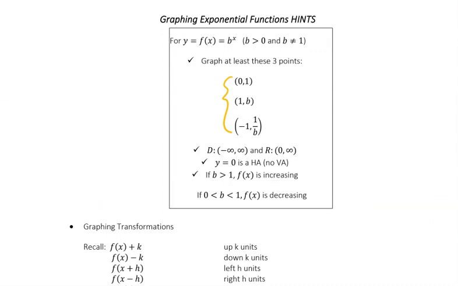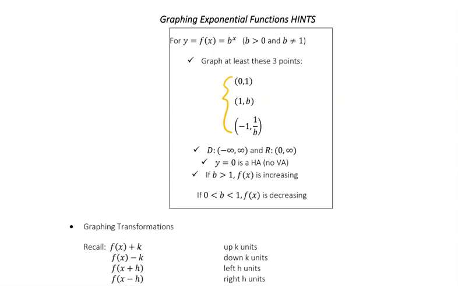Our domain is always going to be -infinity to infinity, and our range is always going to be 0 to infinity because we're always going to have that horizontal asymptote right at y equals 0. Now, keep in mind, this is for a parent graph of an exponential function, so if we start moving this around, then that range and that horizontal asymptote may actually change. But for the parent function, these will always be true.